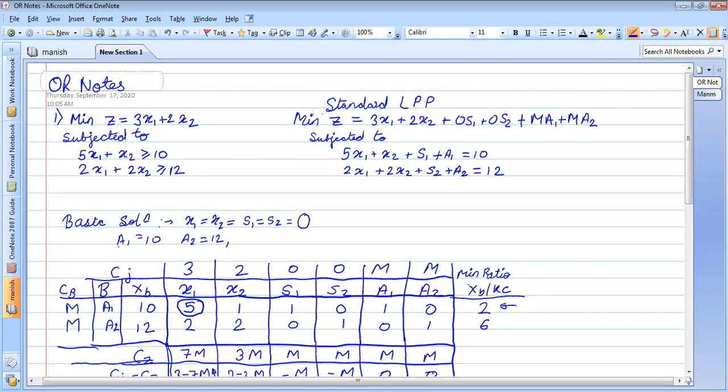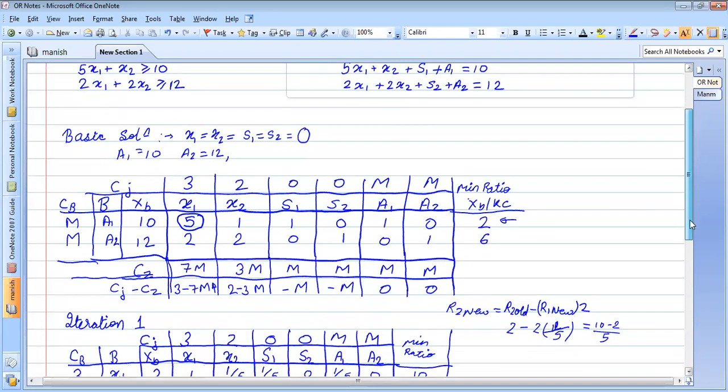If this is done, then we have to find the basic solution. So basic solution is x1 is equal to x2 is equal to s1 is equal to s2 is equal to 0. We will put decision variables and surplus variables as 0 and evaluate a1 and a2. So a1 will be equal to 10, a2 will be equal to 12. Then we will draw our initial feasible solution table.